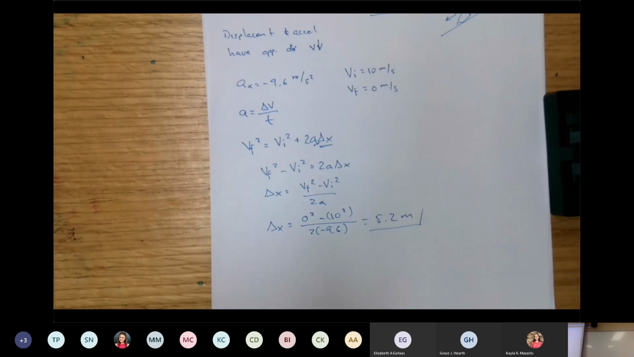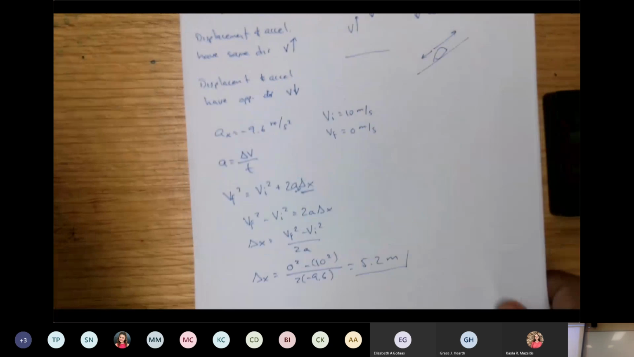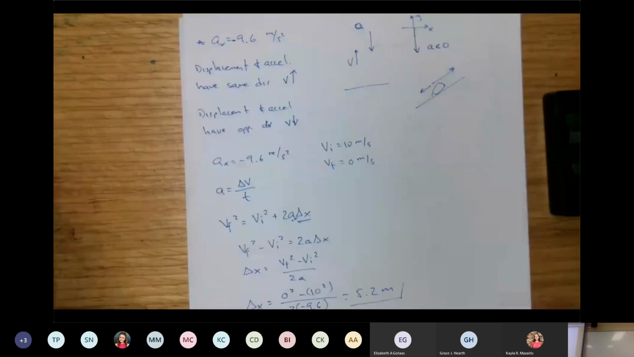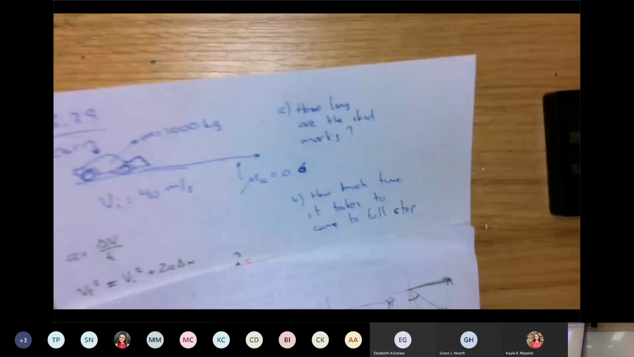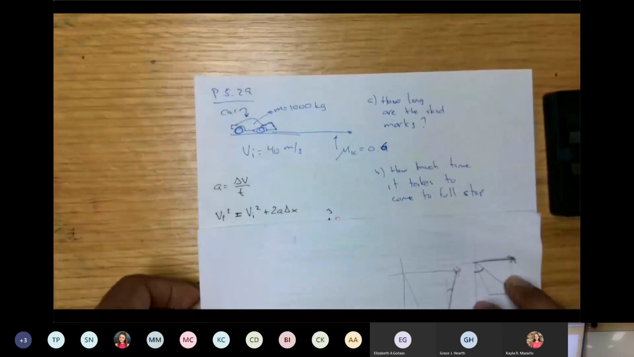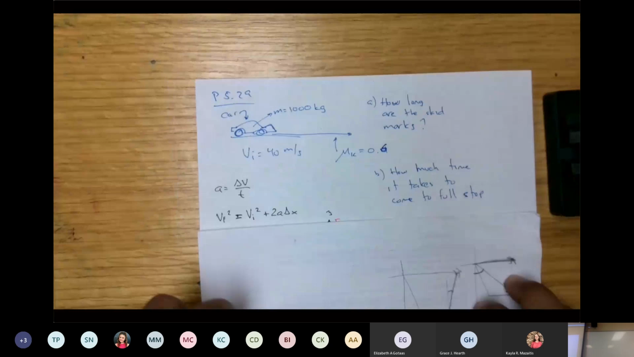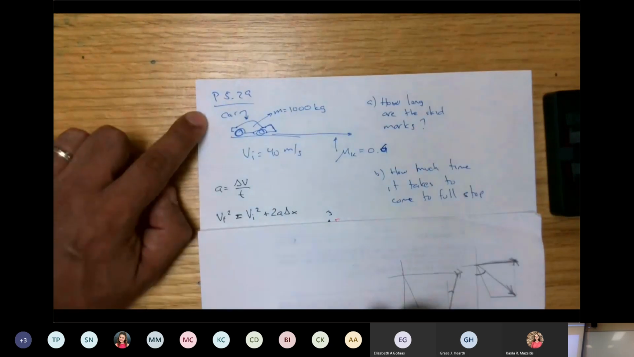Okay, so this is the last problem for today. When you're done, you can just show me your result, and if it's correct, then you can grab your stuff and leave. This is problem 5.29 from your book.